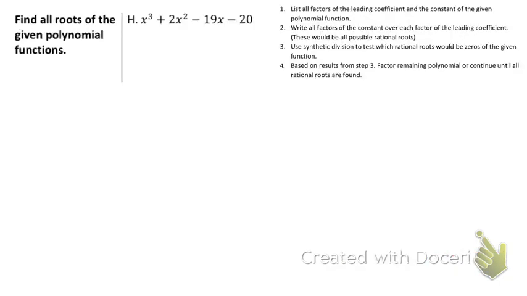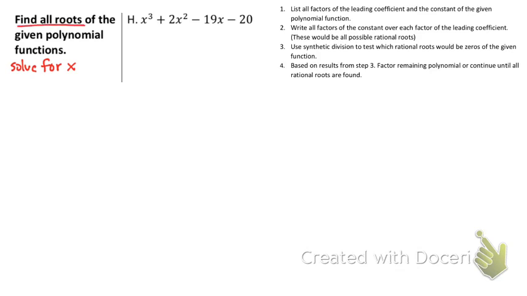Alright guys, we're going to do example H, and in example H, we're actually going to use all these steps here. The previous examples, we only did up to step 2. Okay, so in this example here, we're going to do all the way up to step 4. So, our goal here in example H is to find all the roots. And like I mentioned before, our goal is to solve for x. That's the same as finding all the roots.